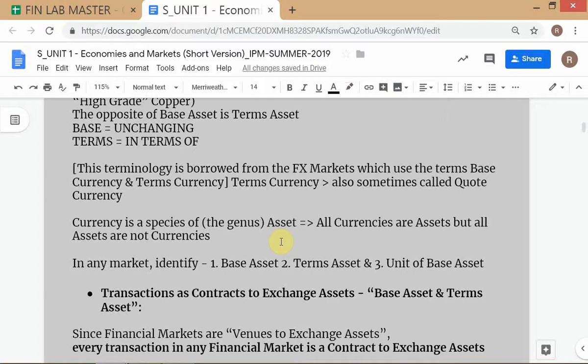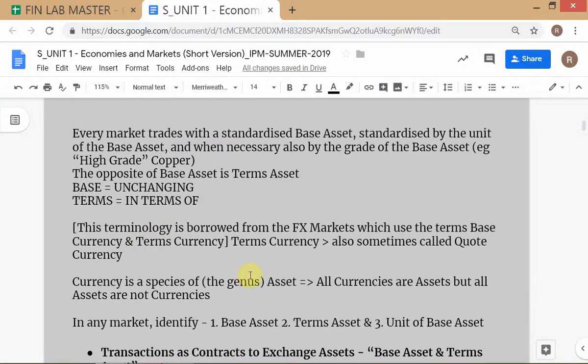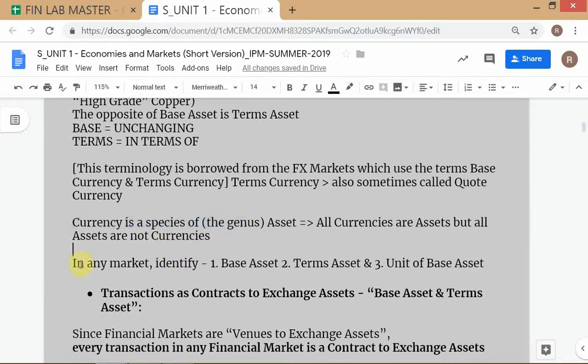So, that's what we are doing. If anybody asks you, you can say that it's been borrowed from the currency markets, where it's an established practice to call it base currency and terms currency. Right. So we will expand this list later on, but at this stage, in every market you have to establish what is the base asset, what is the terms asset, and what is the unit. When we are looking at a market, you should try to identify these aspects.